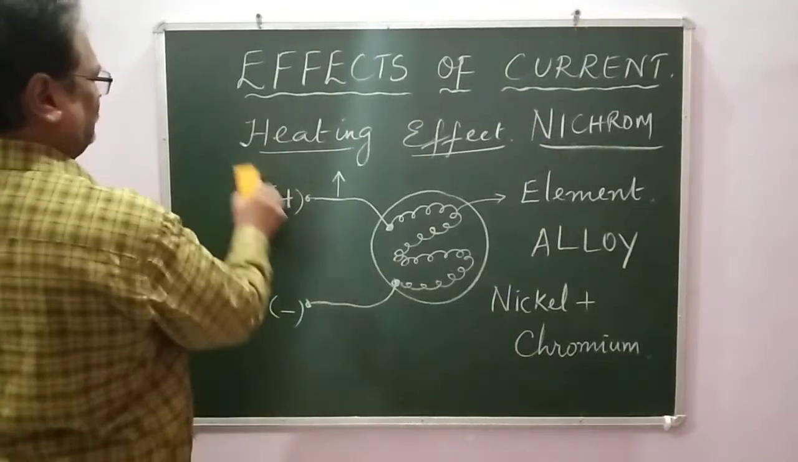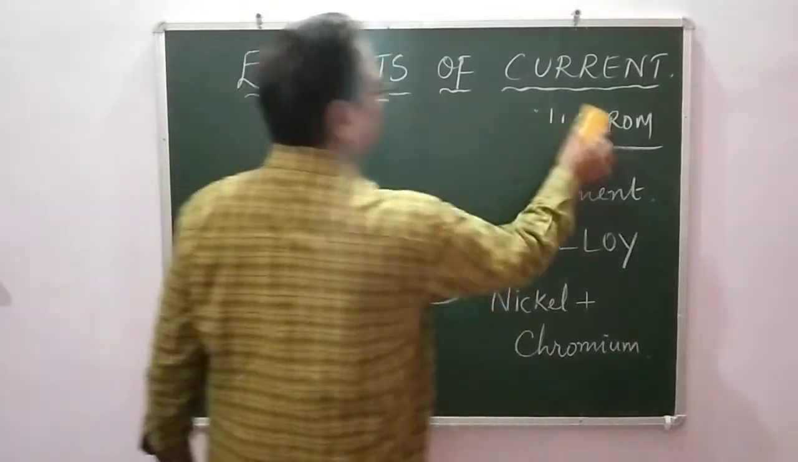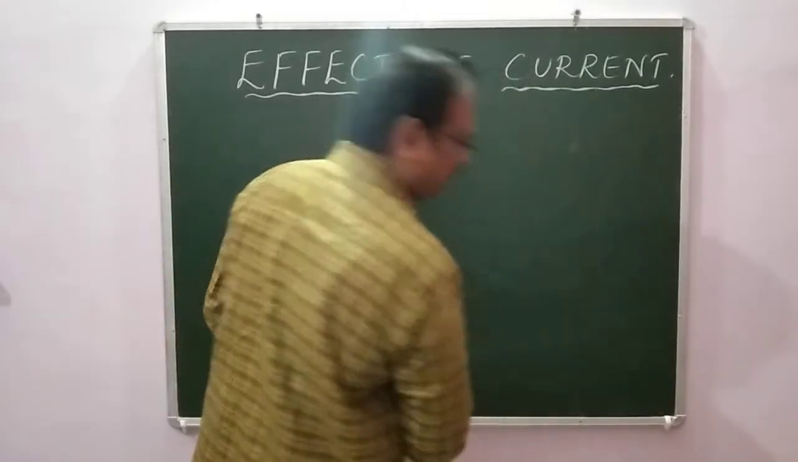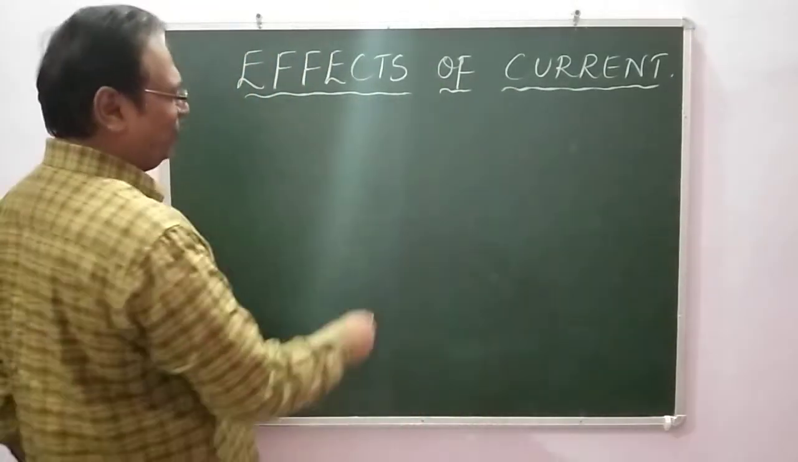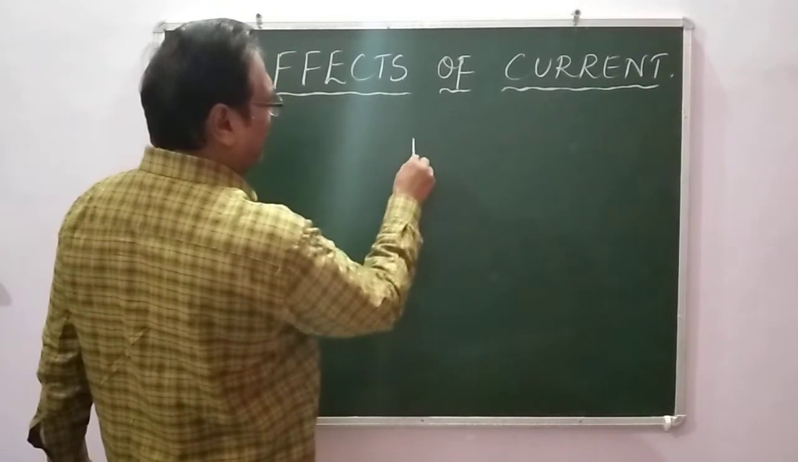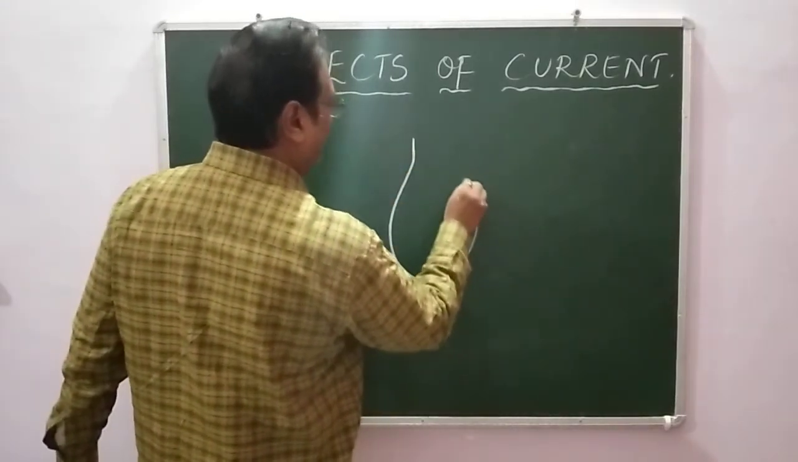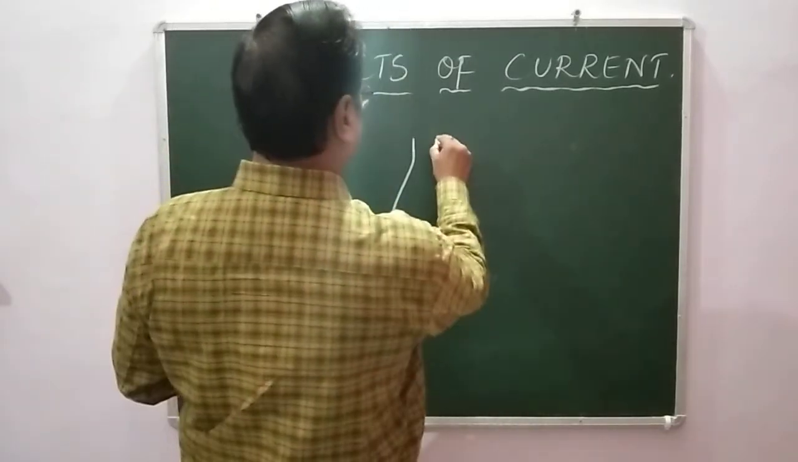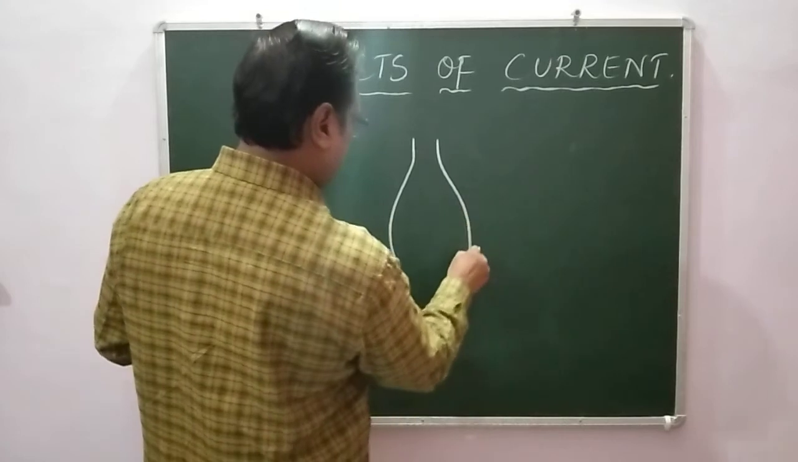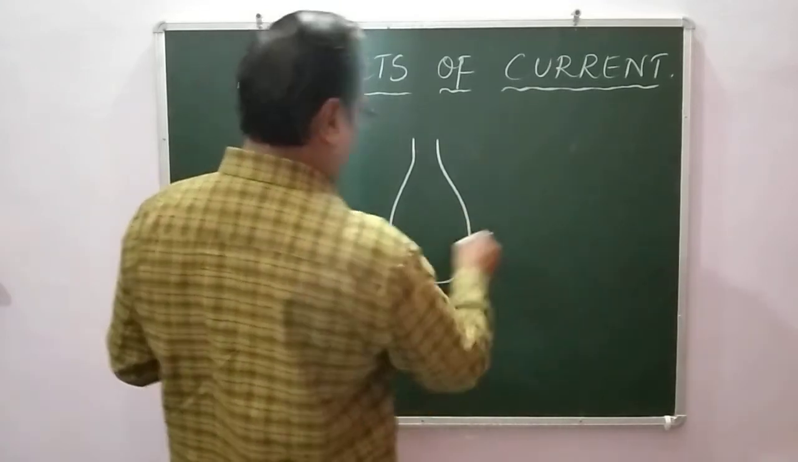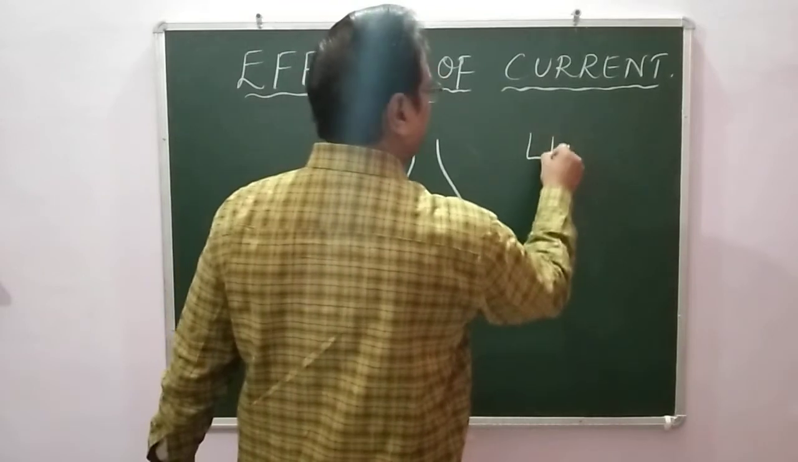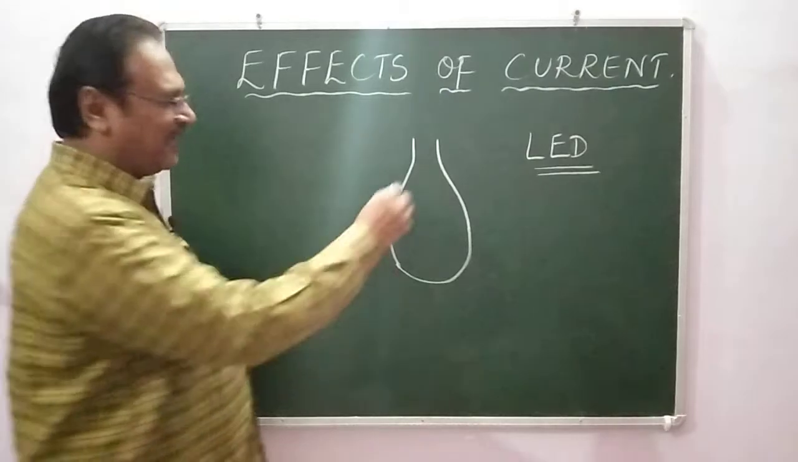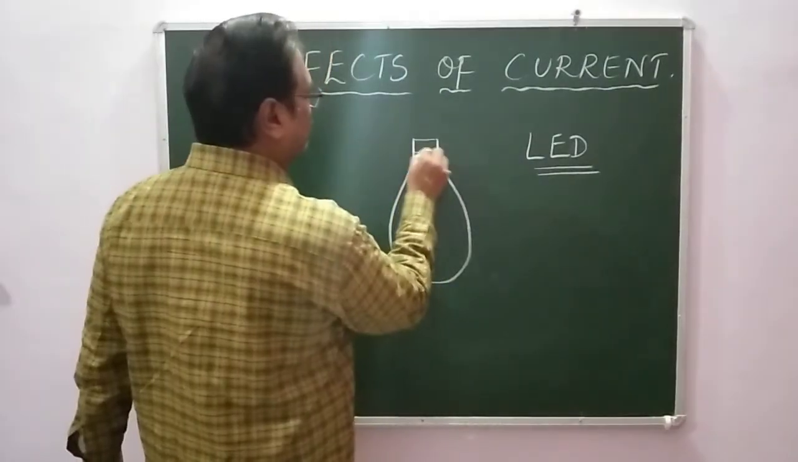In olden days, we had the incandescent bulb. Okay, I'm going to the next idea. See, you had a bulb like this. Let me draw a little more neatly. These days, what you have is the LED bulb. But I am talking about the olden days bulb.